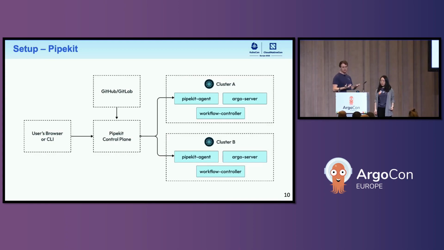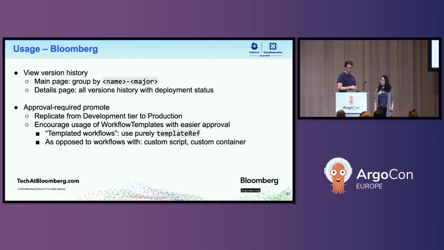What's interesting about this setup is that the PipeKit agent doesn't allow for any sort of ingress through HTTP. It is pulling from a queue set up through Redis, and then having egress only back into the PipeKit control plane. So if you're very security minded, that's an interesting feature. Next, I'll give it back to Yao to talk about the usage of Bloomberg's data platform.